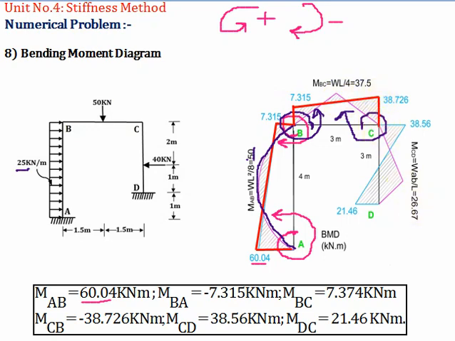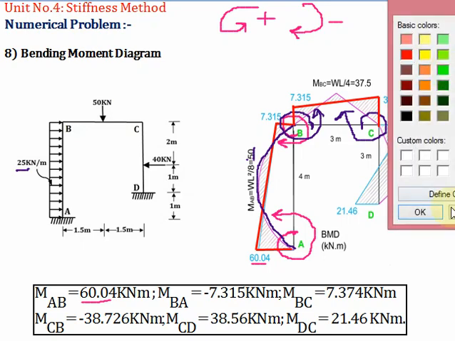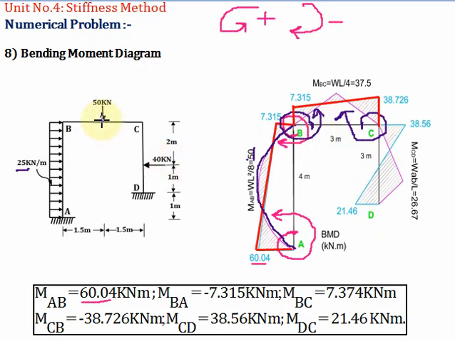Okay. Now the next step is to draw the free bending moment diagram. Now here which load is acting? A point load is acting and it is at the center. So the value of the free bending moment will be WL by 4. So value of W is 50, length is 3, divided by 4, we will get 37.5. So I will join this by a straight line. Okay, so this is the free bending moment diagram, this is the fixed bending moment diagram.